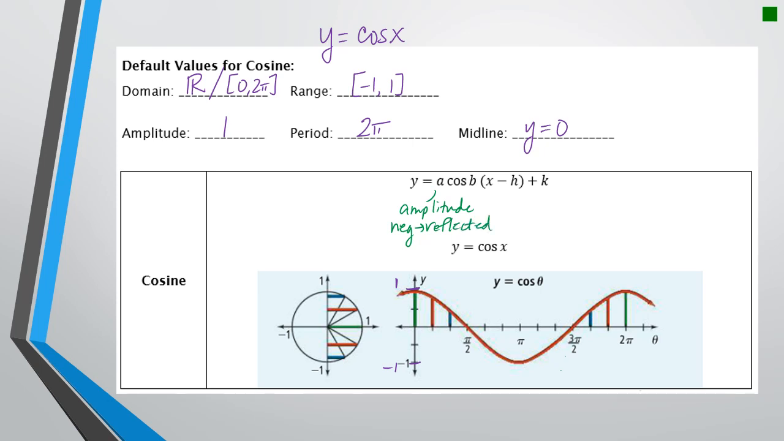Your B value tells how many cycles, the number of cycles between 0 and 2 pi, which you also use to find period. Your H number is phase shift. That tells you how far left and right your graph is moving. And then your last thing here is midline. So your K value is midline. It tells you how far up and down your graph is shifting.